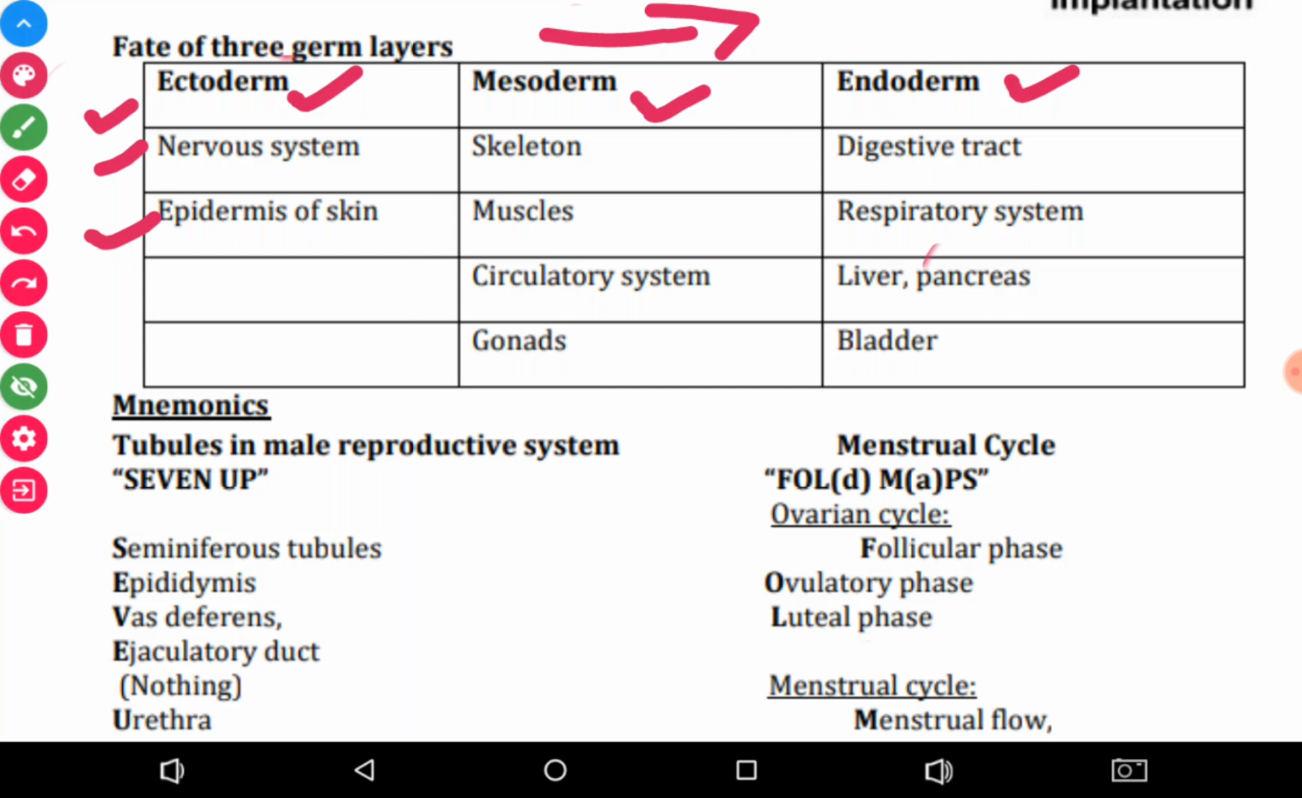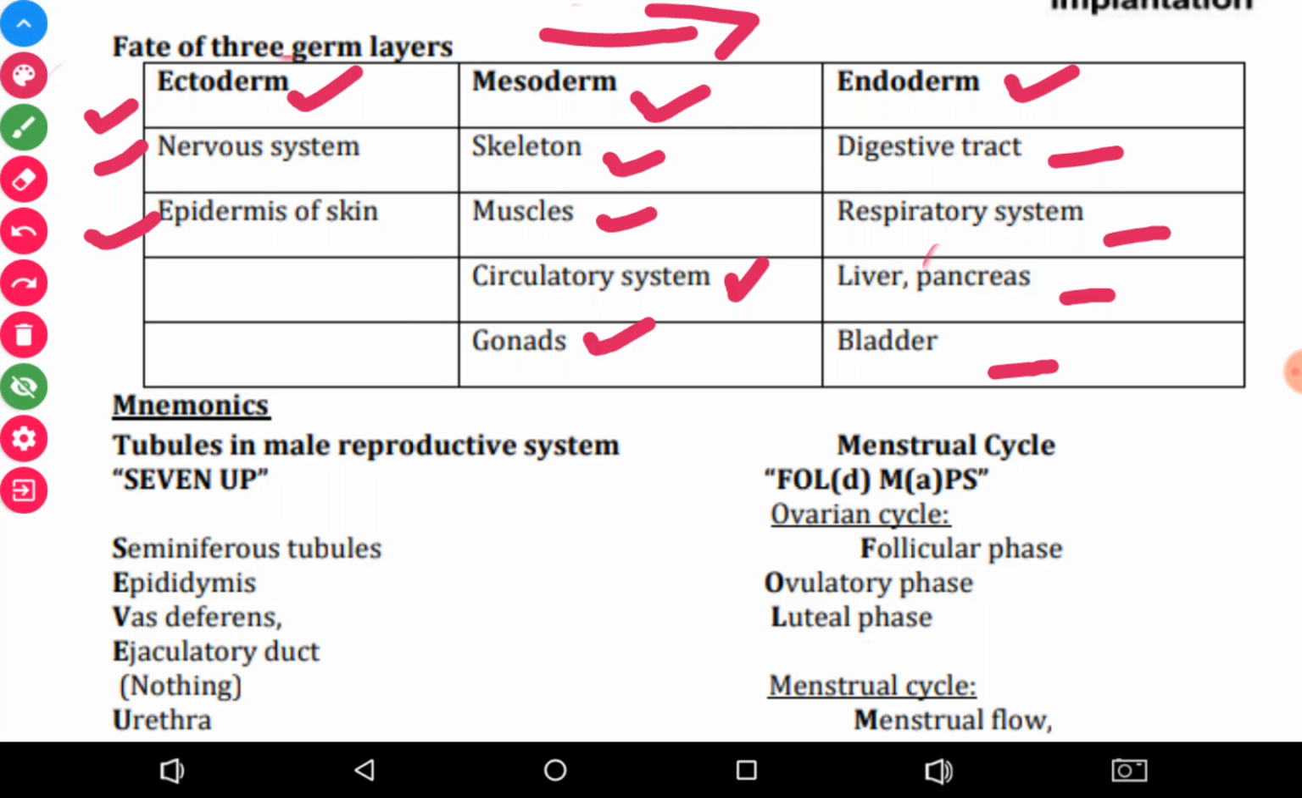So the ectoderm will be responsible for formation of our nervous system and epidermis of skin, whereas the mesoderm is responsible for formation of skeletal tissues, muscular tissue, circulatory system, arteries, veins, capillaries, blood and heart, etc. Also gonads, ovaries and testes are formed by the mesoderm, whereas endoderm will take part in formation of the digestive tract, most of the organs of the digestive tract, respiratory system, liver, pancreas, bladder, etc. So this is how gastrulation takes place after implantation.